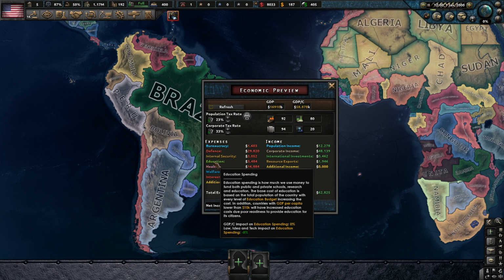Education budget is an incredibly useful expenditure, but it does also decrease political power gain. The cost is correlated to population, though internet research will reduce the cost of this expenditure.